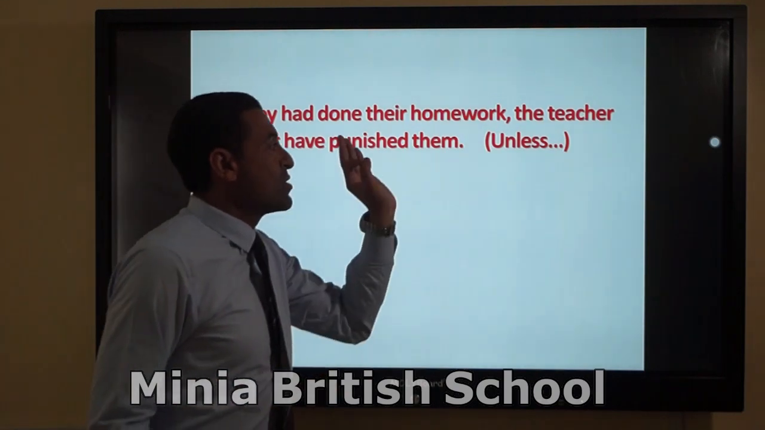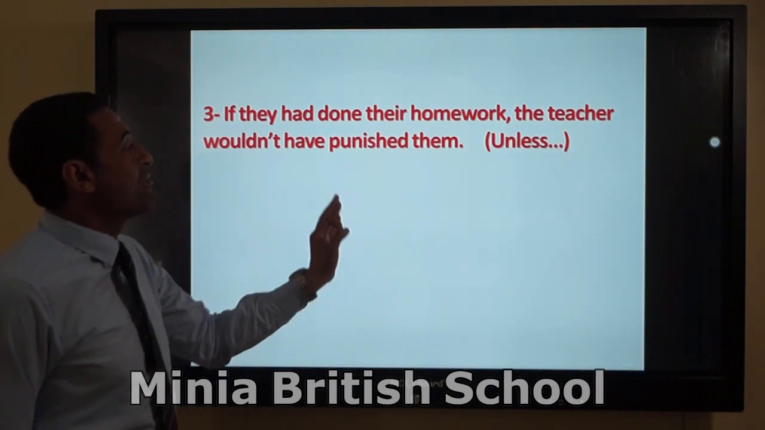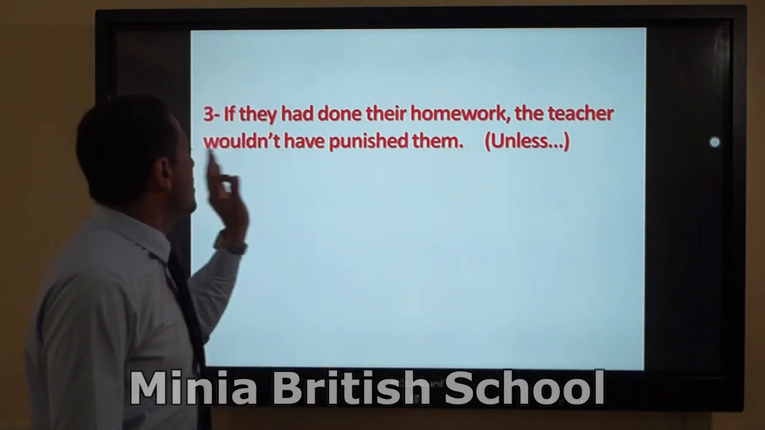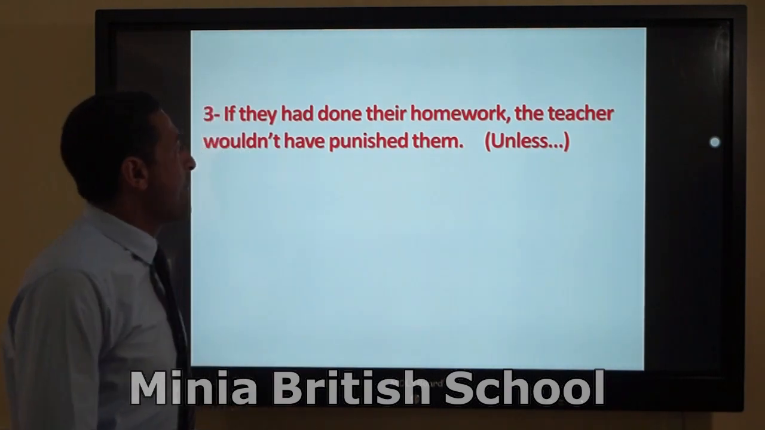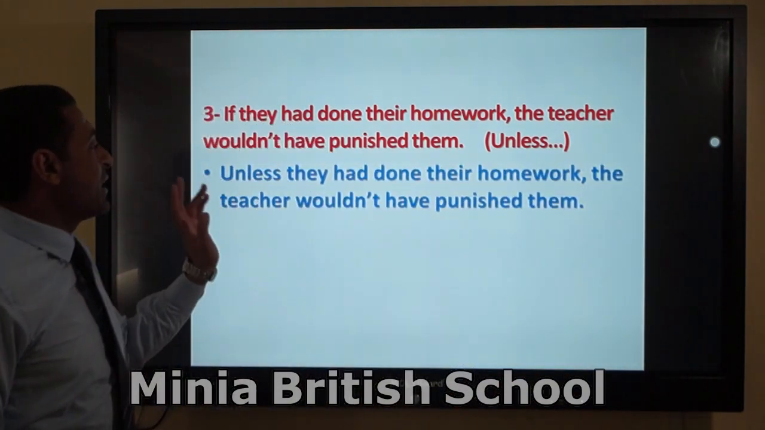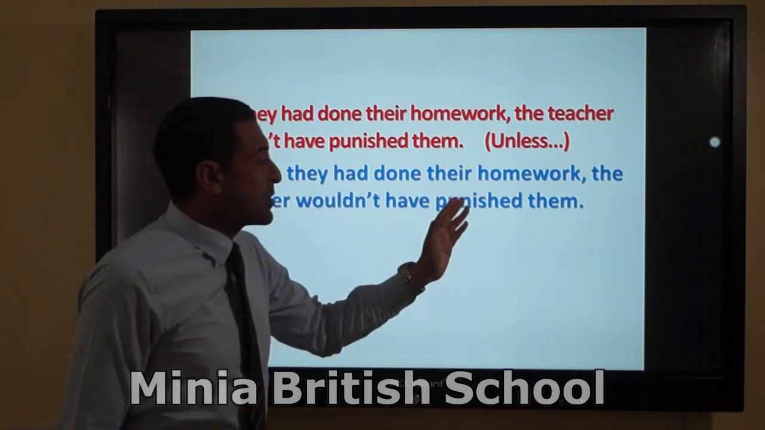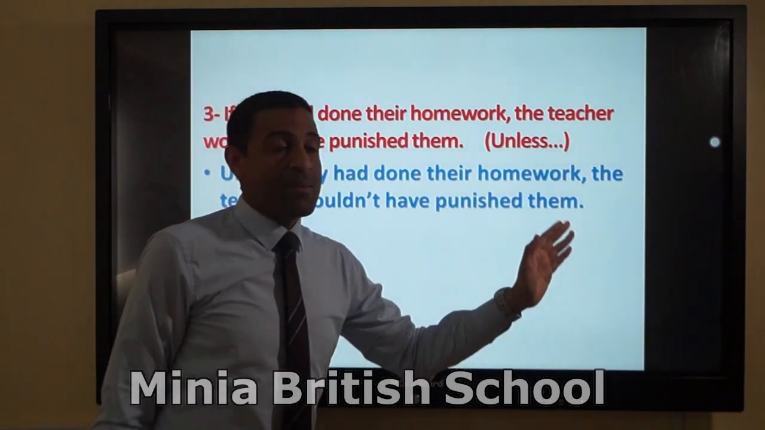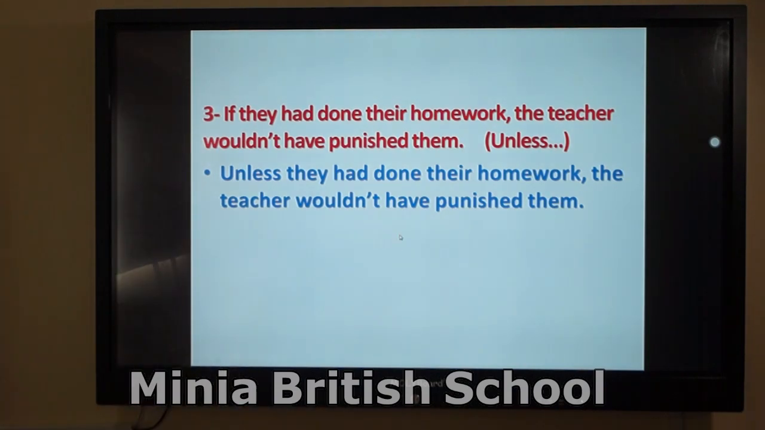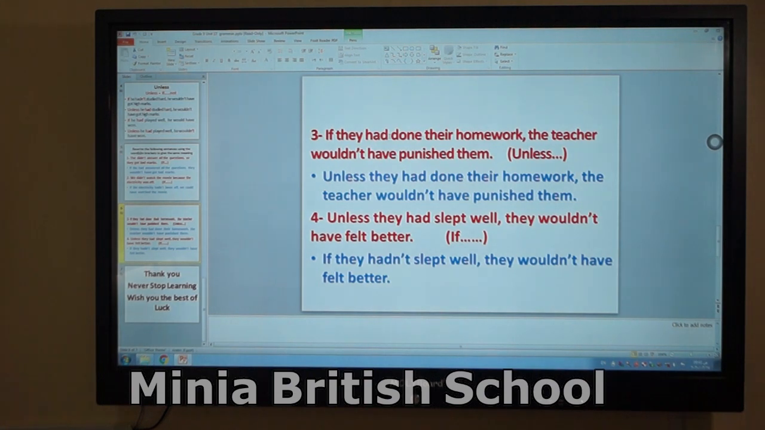If they had done their homework, the teacher wouldn't have punished them. Use unless. So here, my answer will be: unless they had done their homework, the teacher wouldn't have punished them. Sorry, here, if they hadn't done, I will correct this one for you now. Just give me a few seconds. So here this one, if they had done their homework, the teacher wouldn't have punished them.